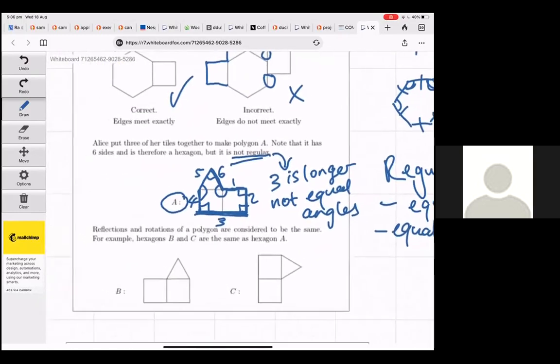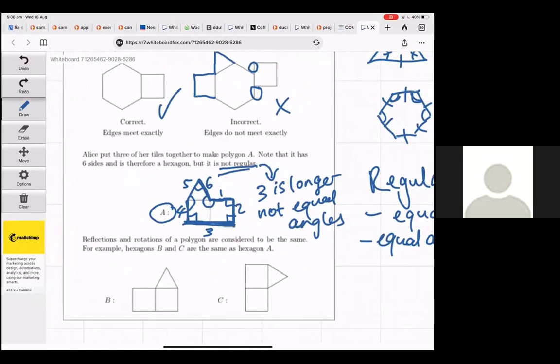Now, reflections and rotations of a polygon are considered to be the same. So this shape as a polygon is equal to this shape as a polygon, and it's also equal to this shape as a polygon. Because to get between these two, we just flip it along this axis. It's the mirror image. So it's actually the same shape. We're going to say that if it's a mirror image, it's still the same shape.